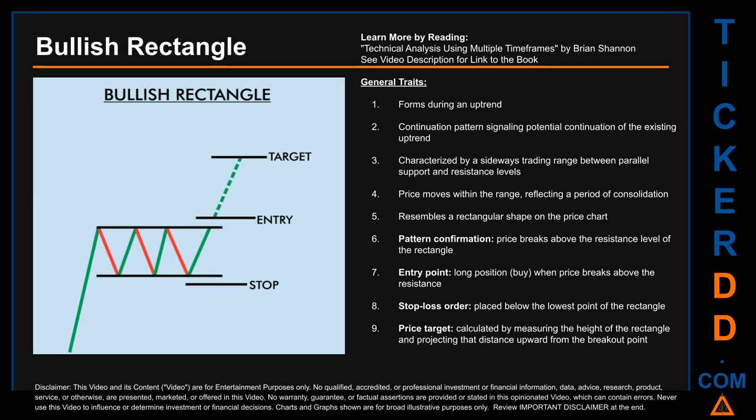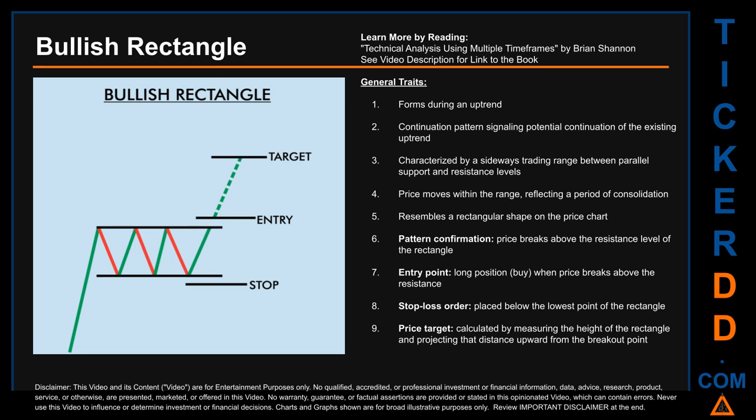To trade a bullish rectangle pattern, traders typically wait for the breakout above the resistance level. They may enter a long position when the price breaks above this level, with a stop-loss order placed below the support level to manage risk. The price target for the trade is often calculated by measuring the distance between the support and resistance levels, then projecting that distance upward from the breakout point.